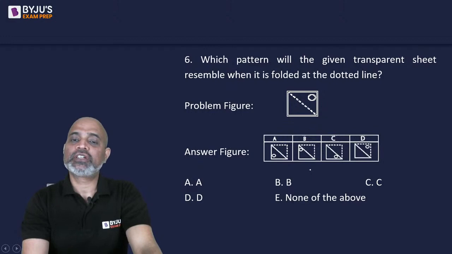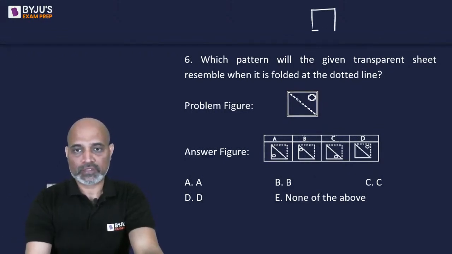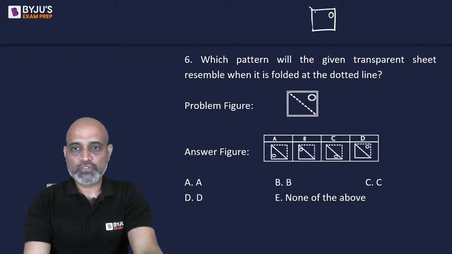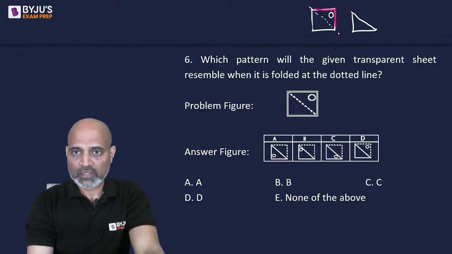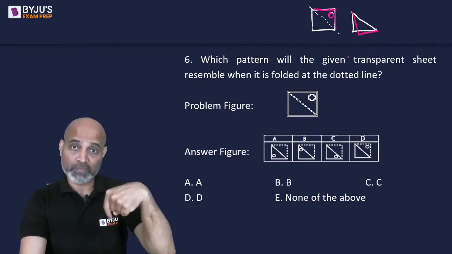So that is the problem figure and this is the answer figure. See, this is a square sheet of paper. I'll explain the question. A square sheet of paper and we have put a circle over here. Now, if we fold it along this dotted line, we are going to have a right angle triangle. And this particular portion is going to get folded and it's going to come here. So this circle that we have drawn will be superimposing the basic circle, the right angle triangle.